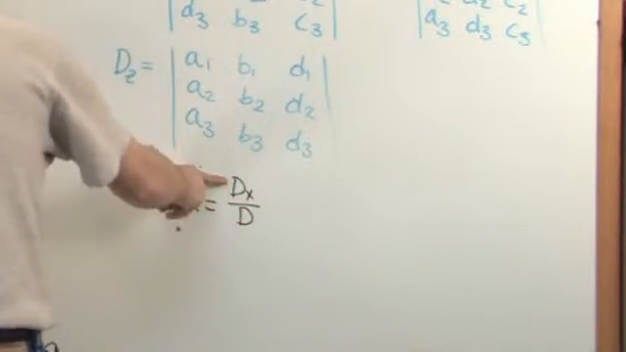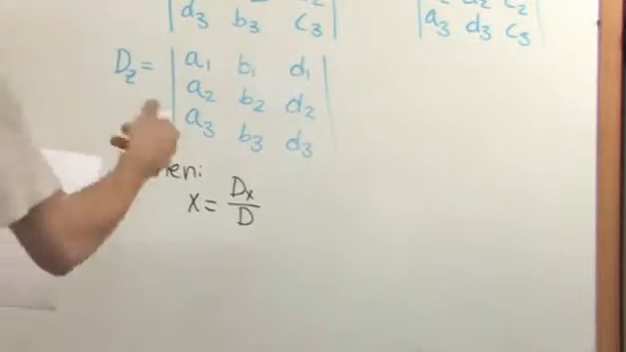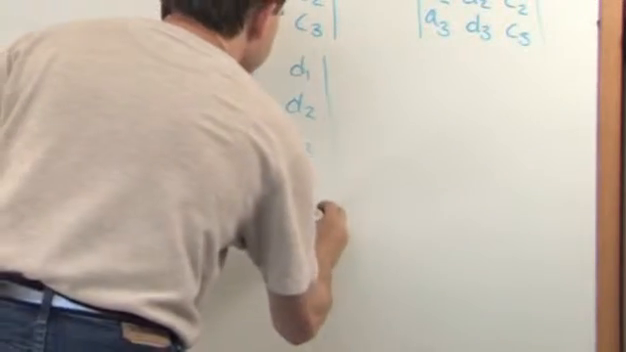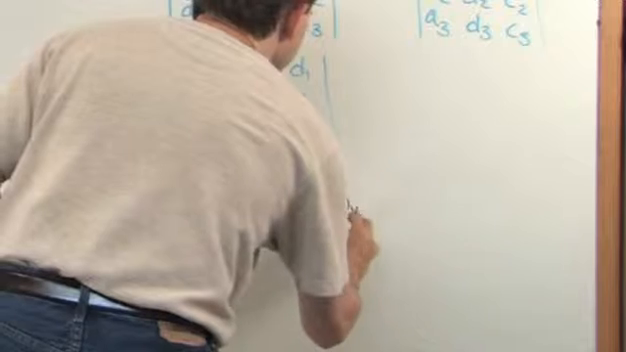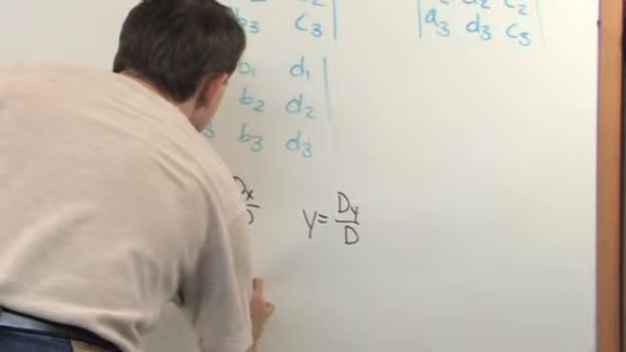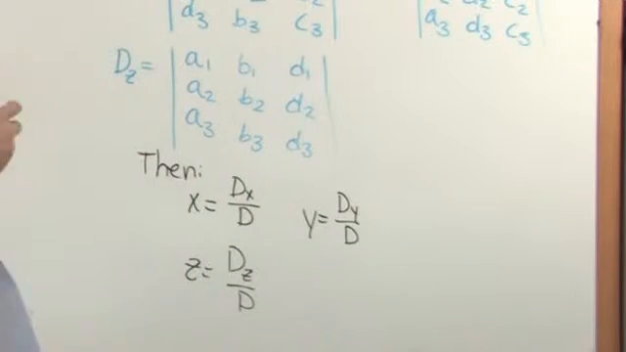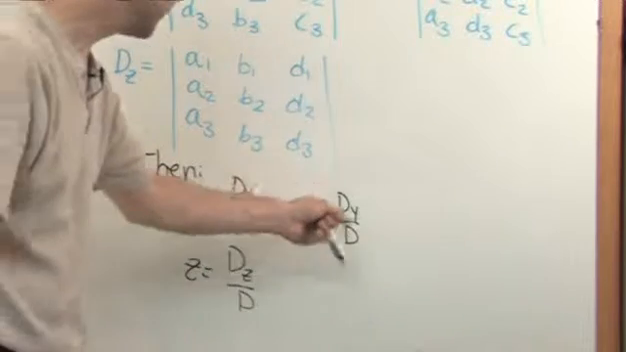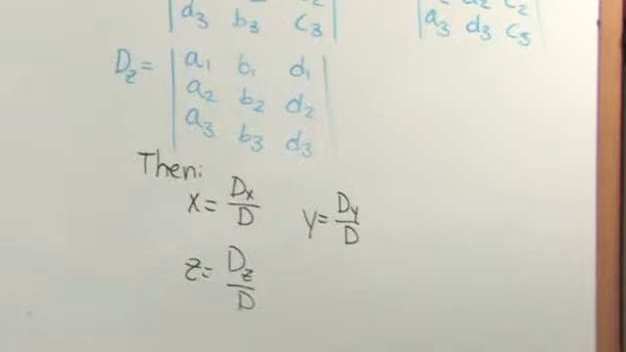This is a number. Remember, the determinant is a number divided by D, which is also another number. Y is equal to D sub y over D, and Z is equal to D sub z over D. So once you calculate the determinants, which are infinitely easier, I think, than finding the inverses, you just have to start dividing them to find the variables that you care about.